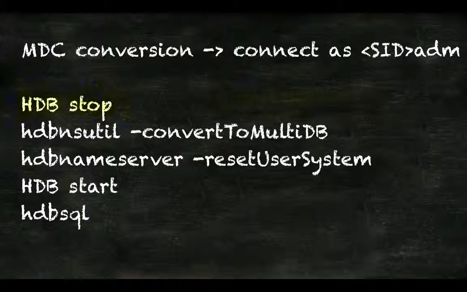These are the steps. First, we're going to stop HANA, connect as the operating system user, that is SIDADM, then do an HDB stop. Then we're going to convert the system from a single container system to a multiple container system with the command hdbnsutil -convertToMultiDB. Next, we're going to set the password for the system user of the system database. We do that with the hdbnameserver and then -resetUserSystem. Then we'll start the system database, HDB start, and when it's up, we can connect to this database with hdbsql and start the tenant database.